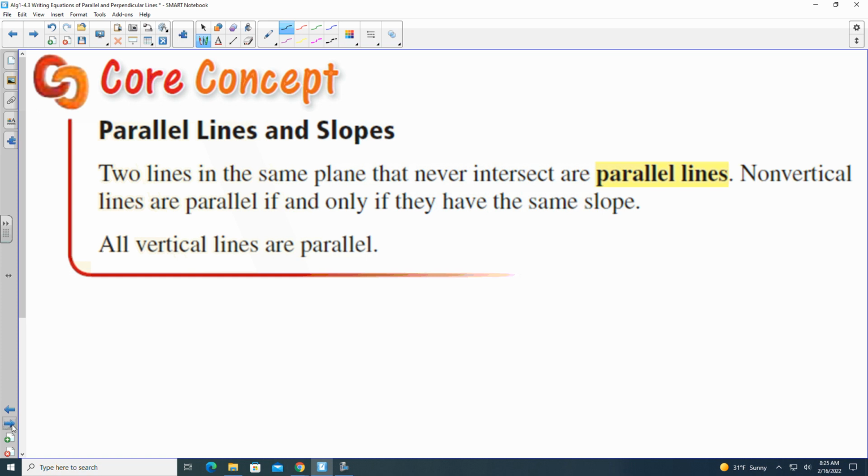So if we look at parallel lines and their slope, they're saying here that if two lines are in the same plane, which in this case they're both on the same coordinate plane, and they never intersect, that makes them parallel. It says non-vertical lines are parallel if and only if they have the same slope. All vertical lines are parallel. If they're vertical lines, it just means that they're both undefined slopes. But the bottom line is, as long as they have the same slope, those particular lines are parallel.